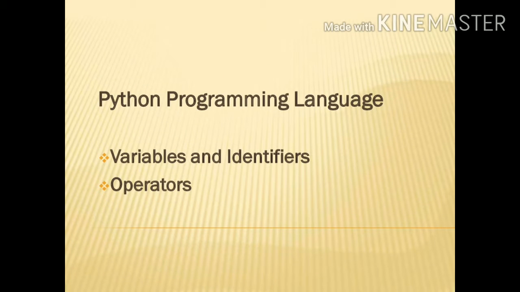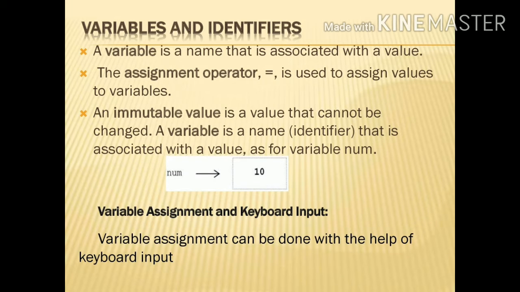Good morning, students. Today we are going to see the topic variables and identifiers and also the operators in Python programming language. What is meant by a variable? A variable is a name that is associated with a value. The assignment operator equal to is used to assign values to a variable.